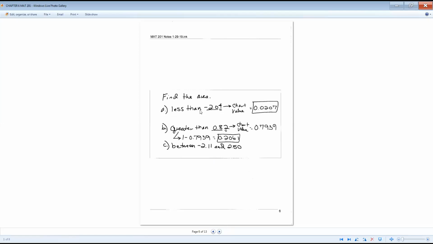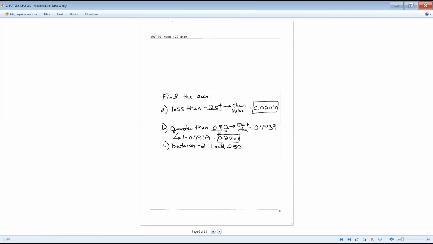All right, so less than. If I have -2.04 as a z-score, I look for the -2.0 on that left column. I look for 0.04 on the top row. Where they meet should be 0.0207.